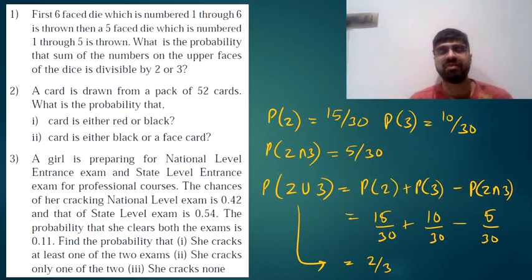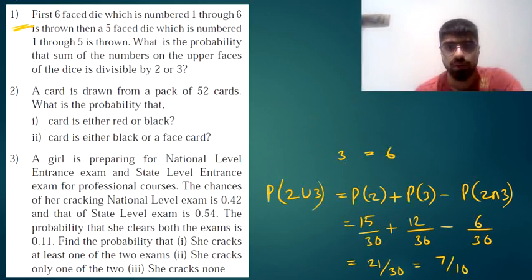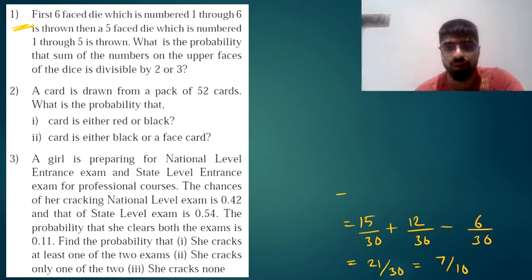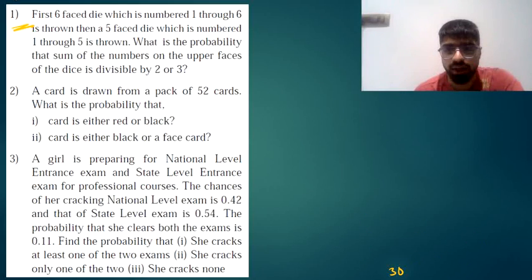So for now I will continue with the questions, and like I said, at the end of this video I have discussed how that formula has come into the picture. The second question says that a card is drawn from a pack of 52 cards. Find the probability that the card is either a red card or a black card. So how many red cards do you have? How many black cards do you have?